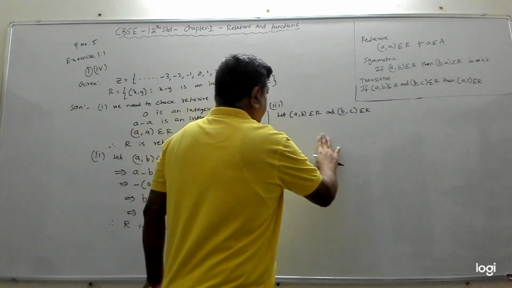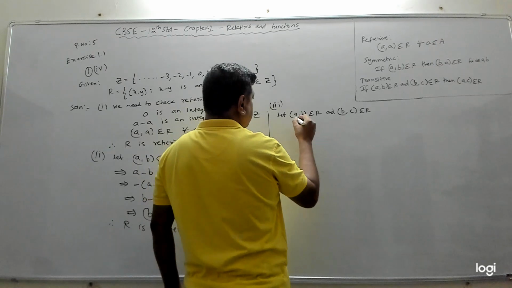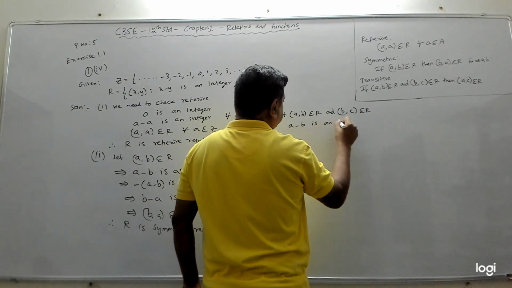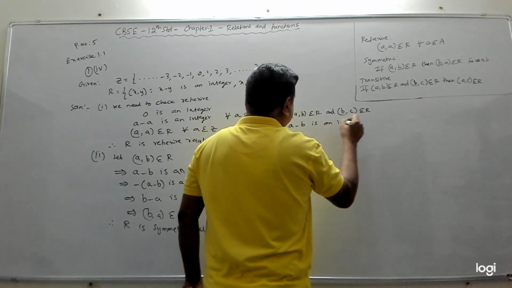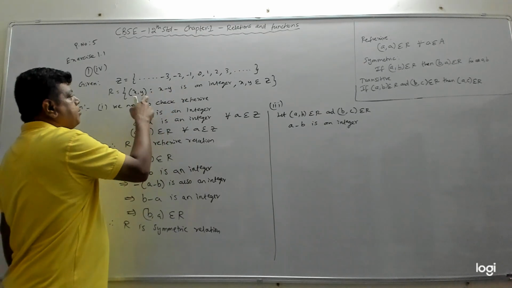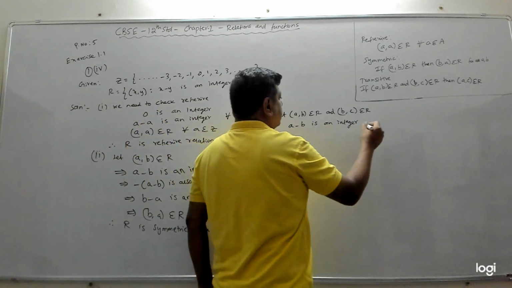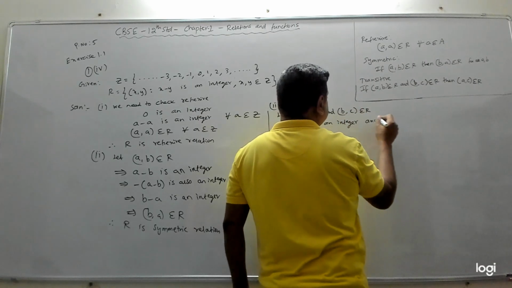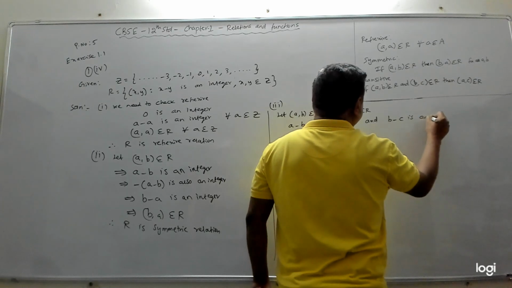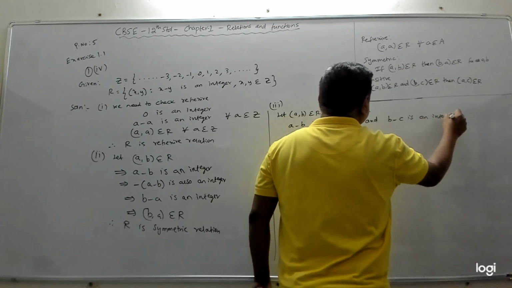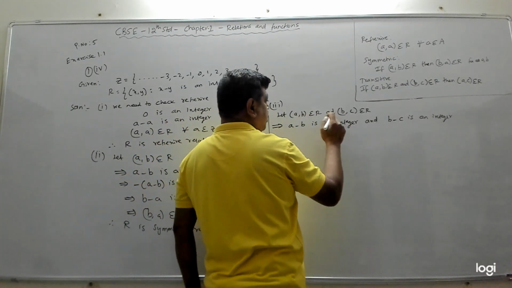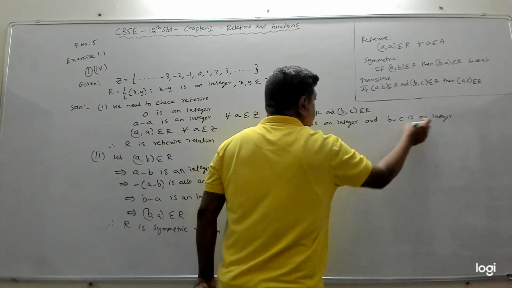Now what is given? (a, b) belongs to R means a minus b is an integer. That is the definition of the relation. When (x, y) belongs to R, then x minus y is an integer. So (a, b) means a minus b is an integer, and (b, c) belongs to R means b minus c is an integer. This implies that a minus b is an integer, and b minus c is an integer.